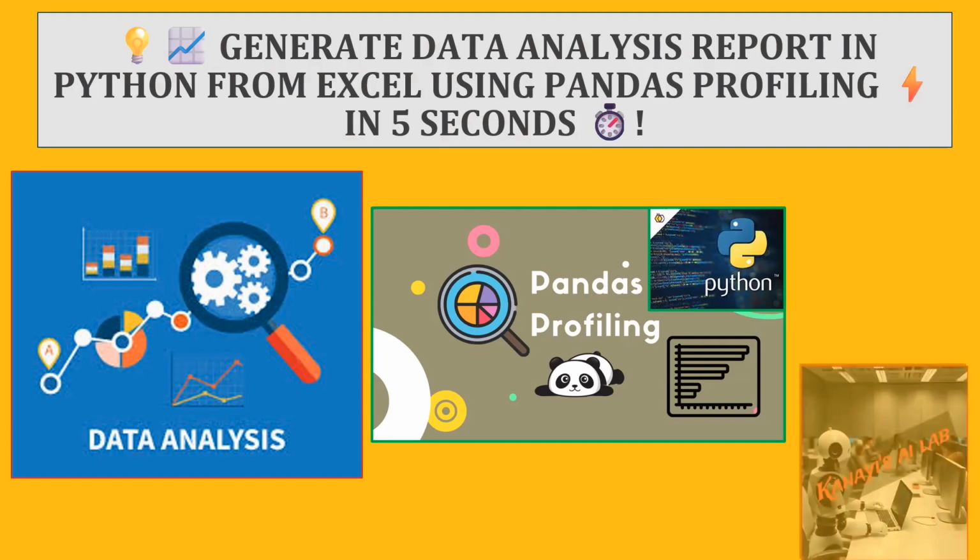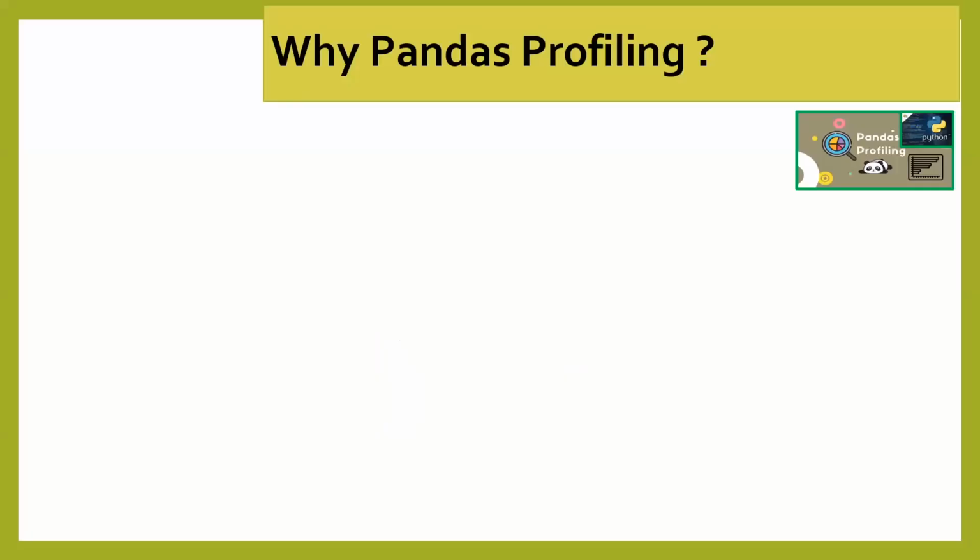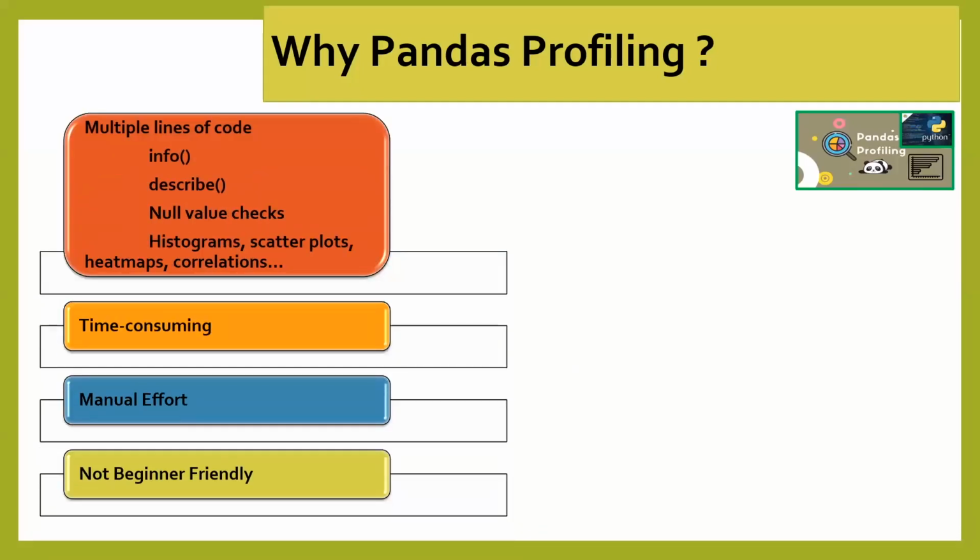Let's talk about a common pain point in data analysis, which is nothing but exploratory data analysis or EDA. Traditionally, when we start analyzing a dataset, we go through multiple lines of code like info, describe, that is describing the summary of the dataset by using the describe function, null value checks, histograms, scatter plots, heat maps, correlation matrices, etc. And that's just the beginning.